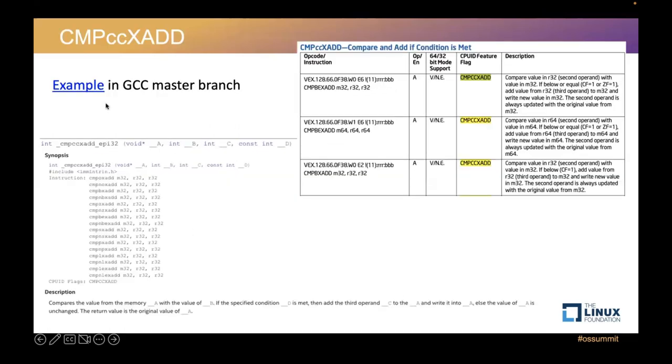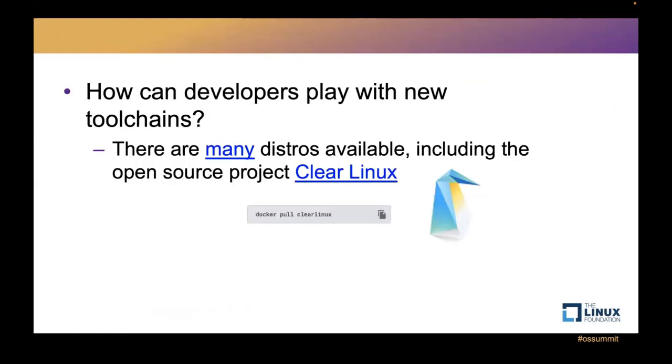And there is, of course, a very good example in the GCC master branch that you could use as a reference for coding. How can developers play with these new toolchains? That's interesting. From the developer's perspective, there are many distros available. I put the link with the summary of multiple blogs and talks about how to use the latest GCC 13 or latest Glibc 2.37 that are available in distros, including the open source project Clear Linux, where it is very simple to do a Docker pull and you will have the latest and greatest version of the toolchain.